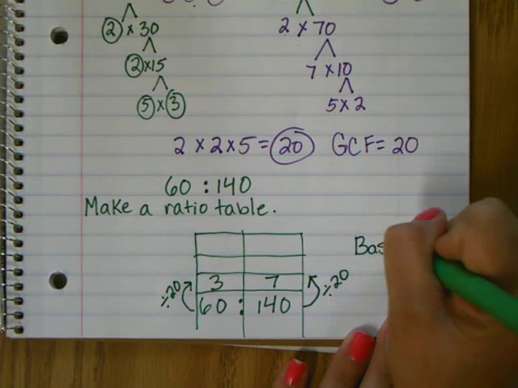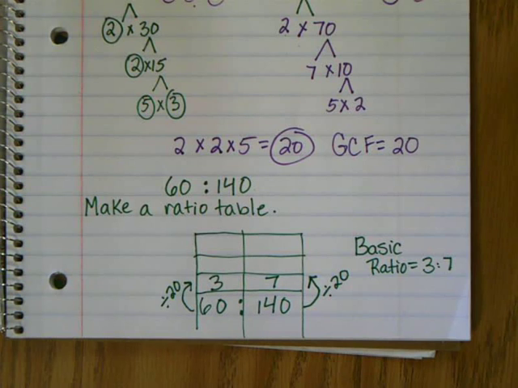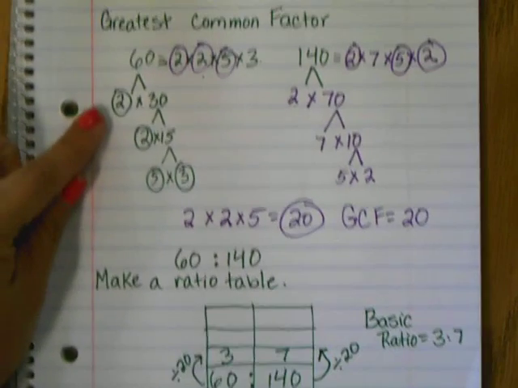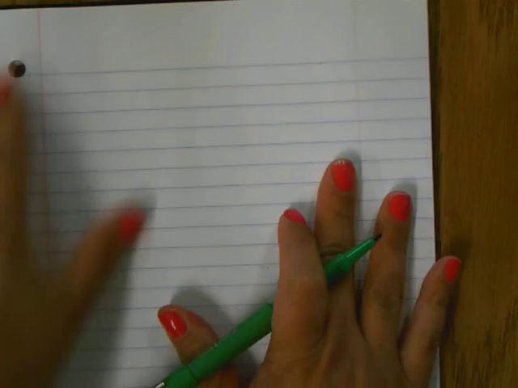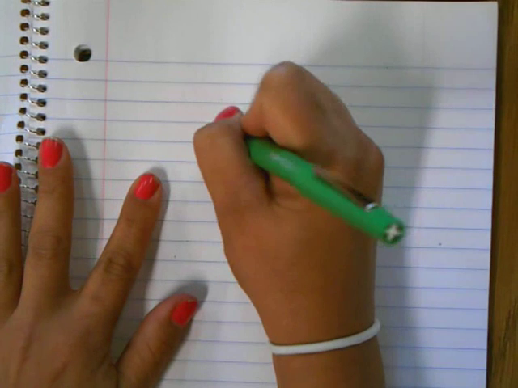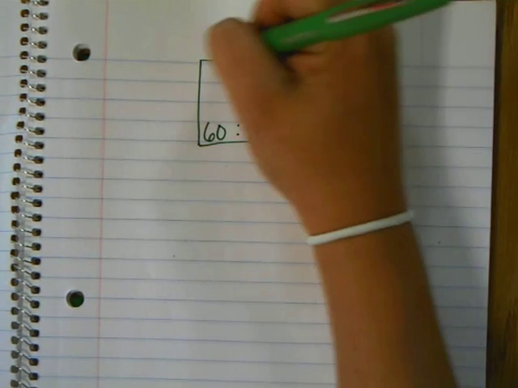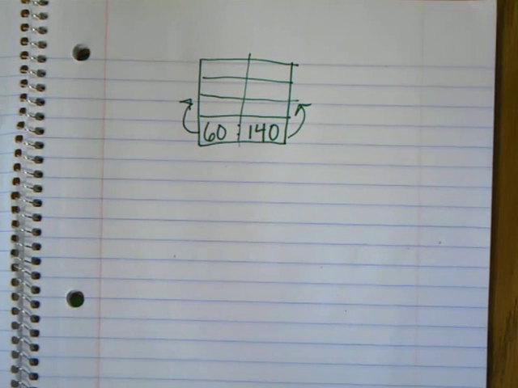Now let's say I don't know my math facts, if I can't look at those numbers and know 20 goes into them, or if I forget how to do this little trick, let me show you what else you can do. I'm going to go to the next page. I'll put it back in a minute if you need it. So I have 60 to 140. Again, I'm going to use a ratio table. My big numbers are on the bottom. Now I need to divide by some number, and let's say my brain's gone dead or something. Well, both of these end in a 0, so I know they're even. If they're even, I can divide by 2. 60 divided by 2 is 30. 140 divided by 2 is 70.